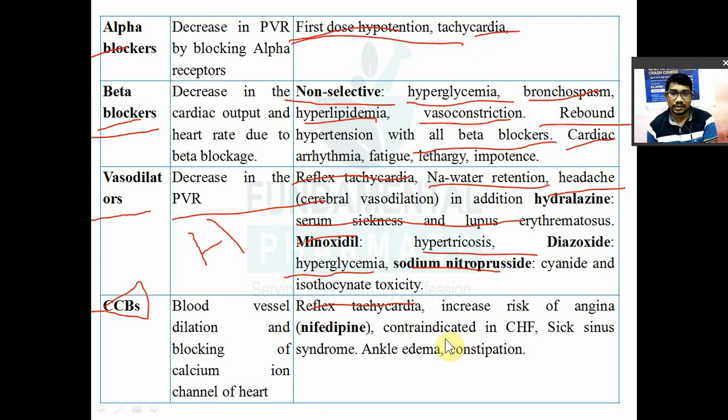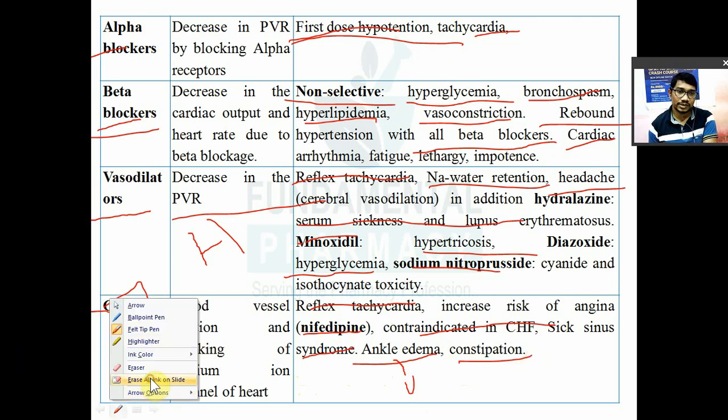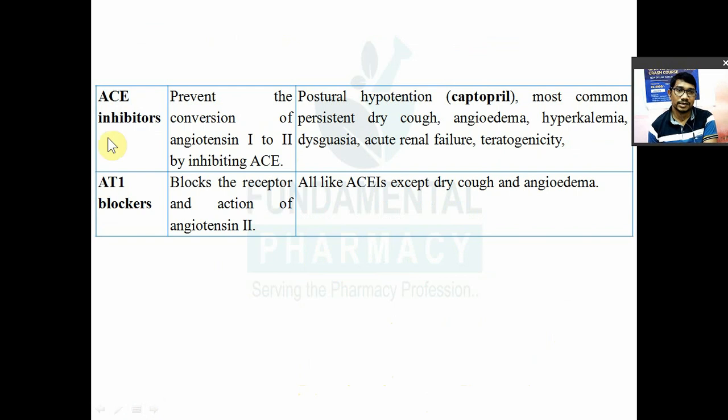Calcium channel blockers क्या करते हैं? They will increase the risk of angina, particularly mostly with nifedipine. Nifedipine ज़्यादा करता है. They are contraindicated in case of congestive heart failure. Sick sinus syndrome, contraindicated in case of sick sinus syndrome. They may produce ankle edema. So particularly verapamil. Verapamil will produce ankle edema. Verapamil will produce constipation. So these are the adverse effects of your calcium channel blockers. अभी एक दो क्लास बचा है आपका। So next one is ACE inhibitor.